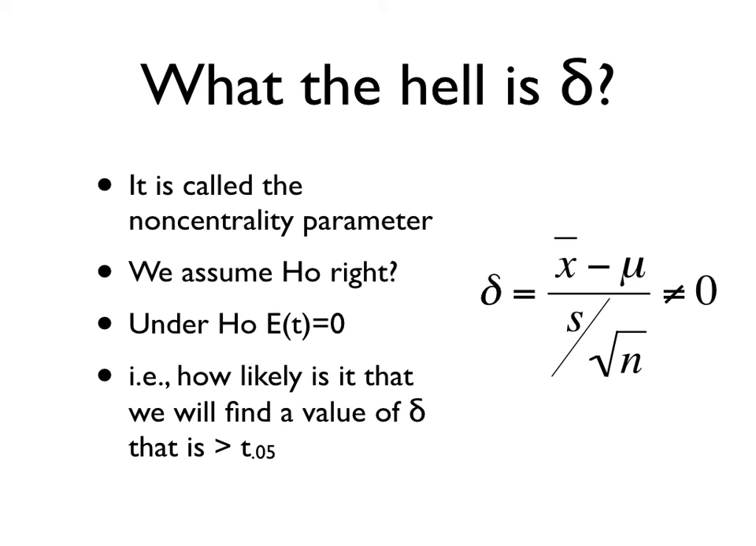So it's actually this. If you ever wanted to calculate it, which, why would you? But this is actually how the values in the table are calculated. You don't have to ever do that because you have tables. All I'm saying is that this is actually done. So delta equals X bar minus mu over S divided by root N, which is not equal to zero.